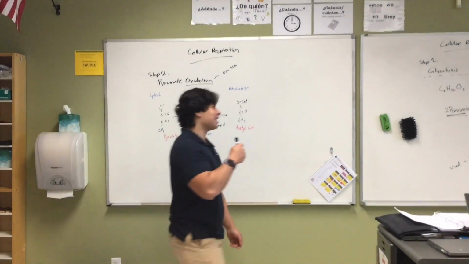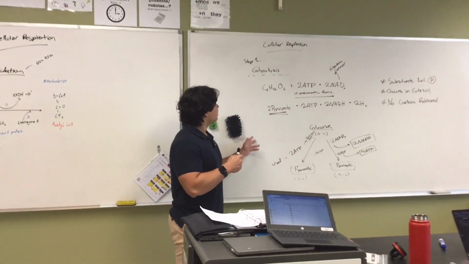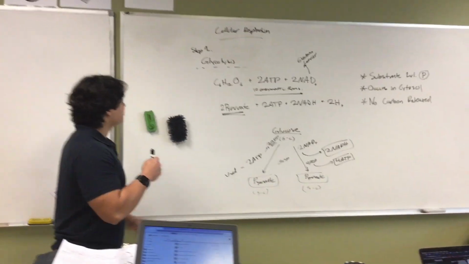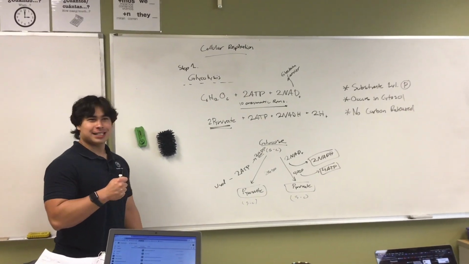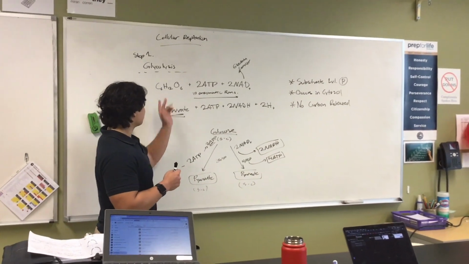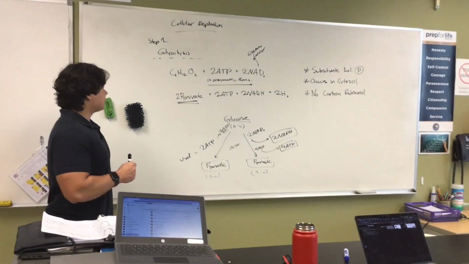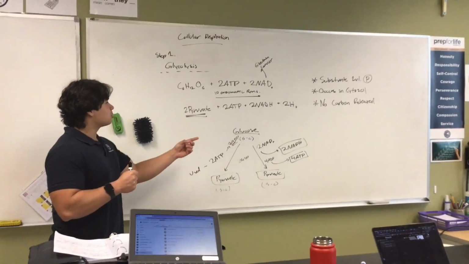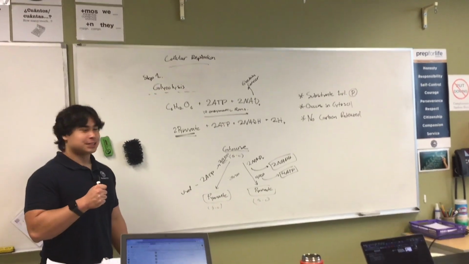Alright, so the first thing we're talking about on this YouTube channel is cellular respiration. The first step in cellular respiration is glycolysis. It takes this glucose molecule and basically breaks it into 2-pyruvate. It happens at a substrate level, it occurs in the cytosol, and no carbon is released.